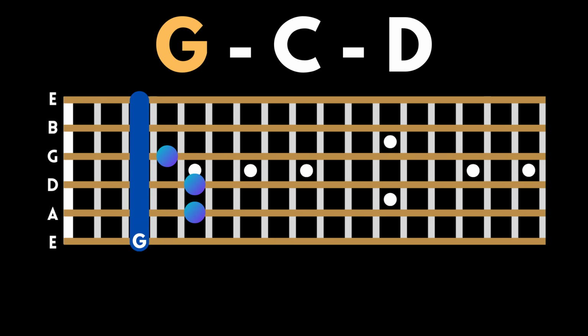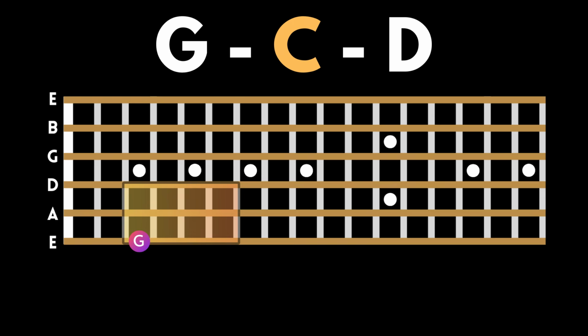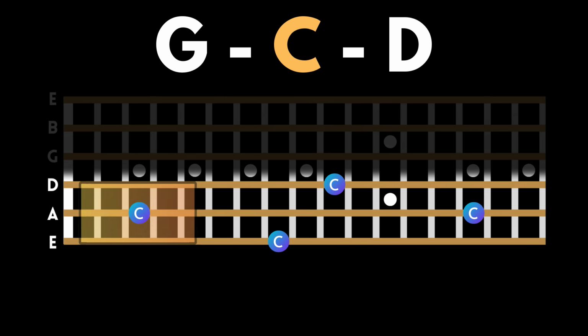Now that we have a G chord using an E form shape, we need to look for the nearest C note, the root note of the next chord in the progression, on either the guitar's E, A, or D strings within a 4 fret area of the fretboard. Let's call this the 4 fret zone. You will find that there is only ever one option. In this case, the C note is located on the A string, 3rd fret.